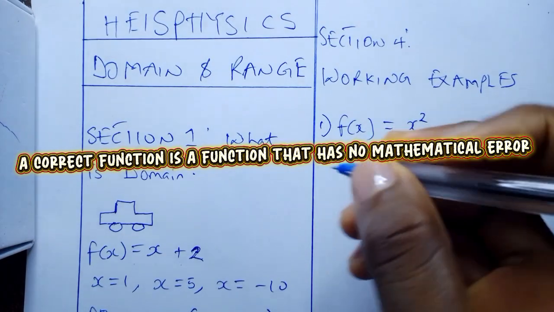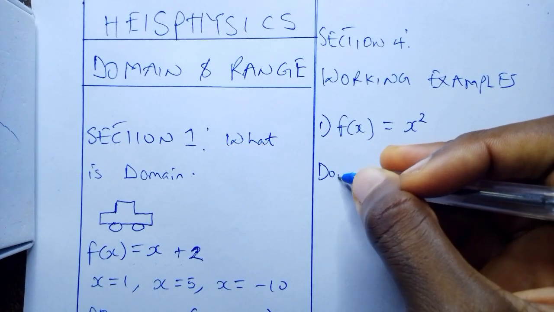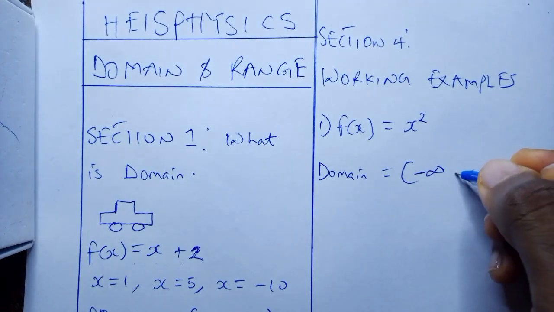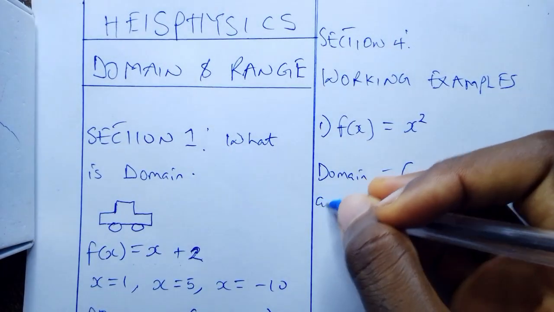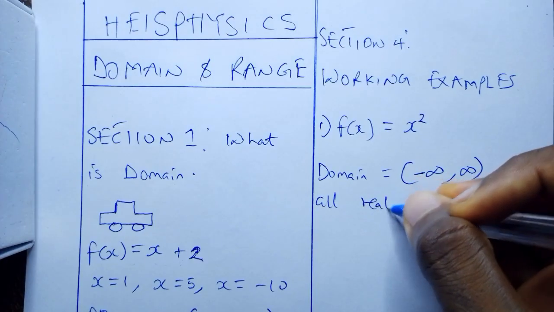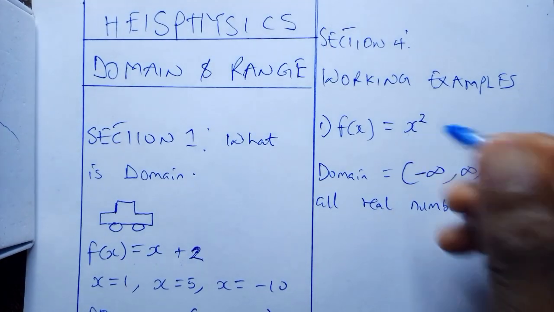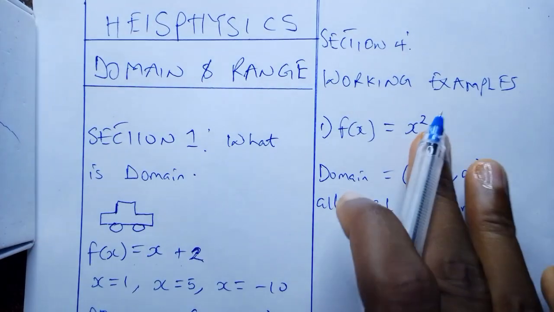So automatically our domain, which is our input, equals minus infinity to positive infinity, meaning all real numbers. Because no matter the number you put, whether negative or positive, the function won't give you a negative sign.